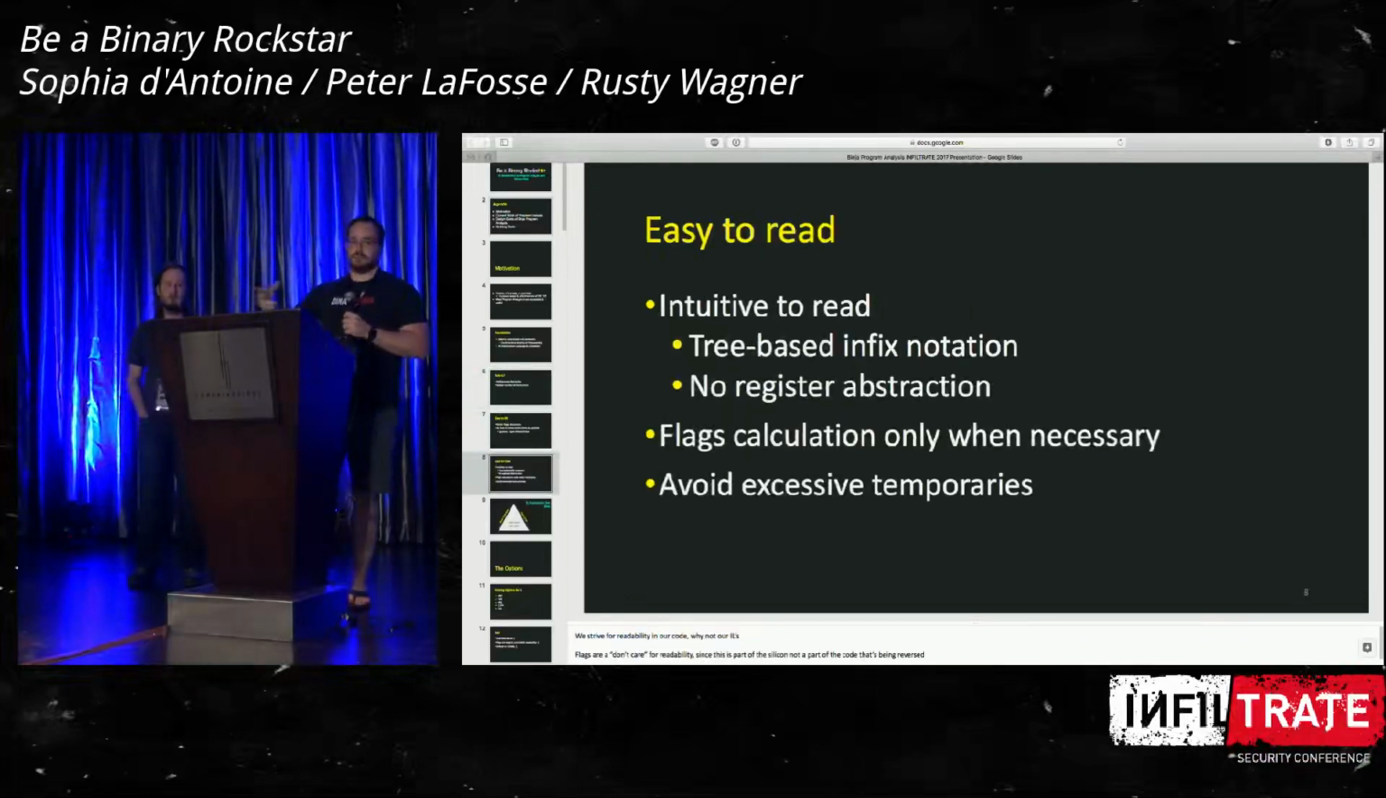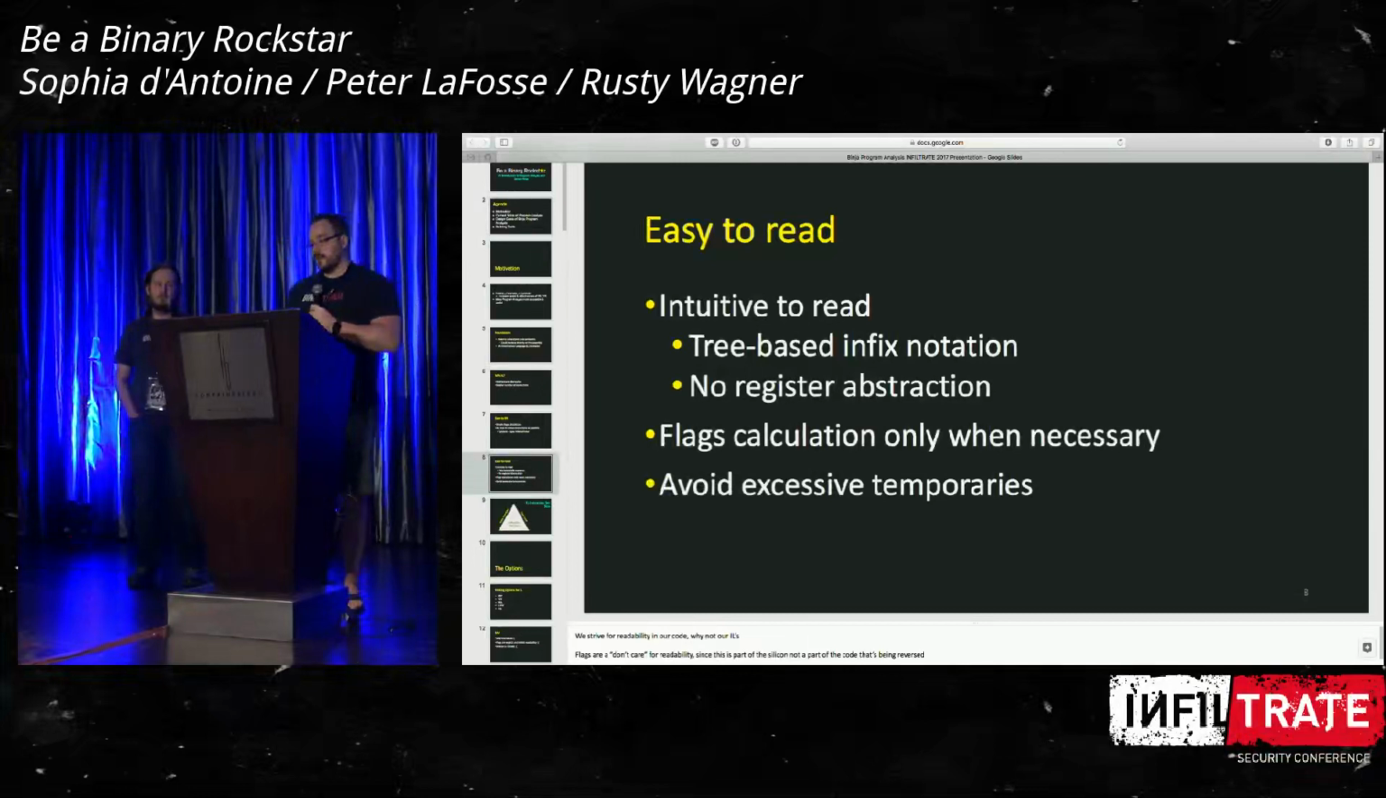Since Binary Ninja is an interactive tool, it's important that it be easy to read. Not just because Binary Ninja is interactive, but it also makes it easier to find bugs in your lifting if you can read the intermediate language easily. One of the things that enhances readability is using tree-based infix notation. This is more analogous to C. The thing on the left is assigned the thing on the right. So EAX equals EBX plus 2. And you don't abstract registers, so you don't have 1 equals 2 plus the constant 5. You also don't emit flags calculations except when it's necessary, and you avoid lots of temporaries, which make it more difficult to read because you have a lot more indirection.